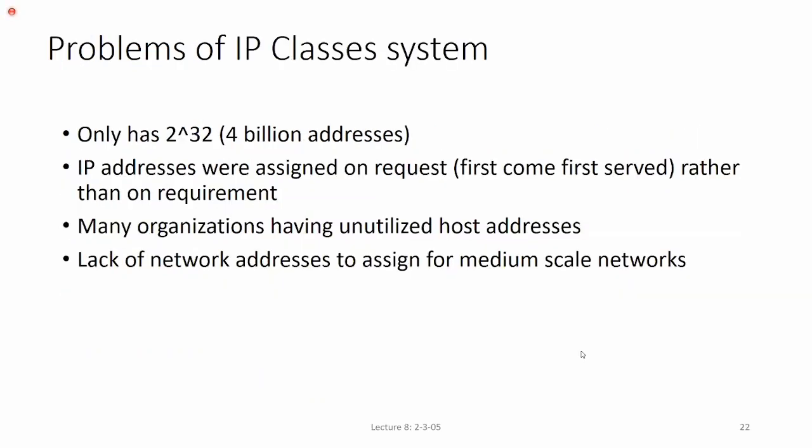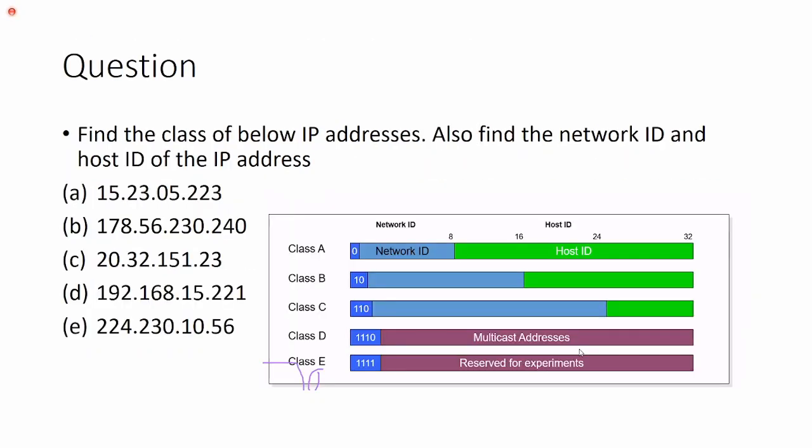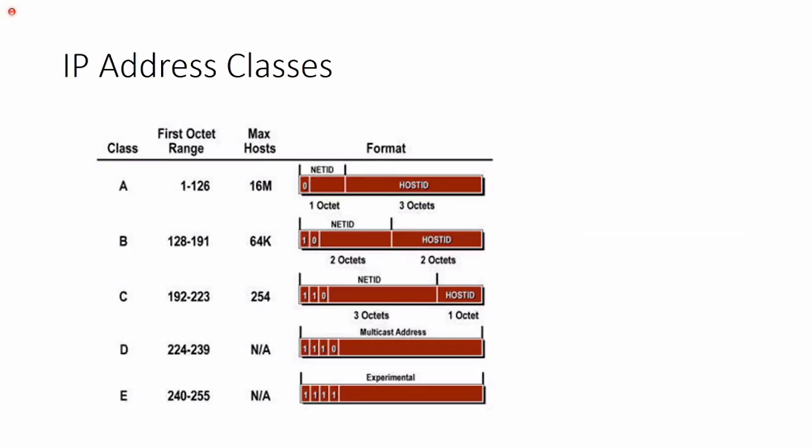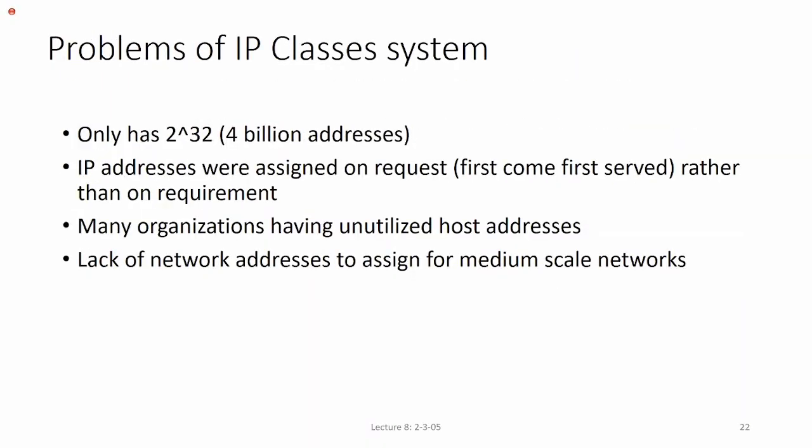Now, although I said we use classes, initially when we started IP addressing, we started with this classing system. We call this classful addressing, or classful structure, where you have different classes of IP addresses. But there are a few problems with this. When the network grew, there were some problems identified with the IP classing system. You have only 2 to the power 32, that means about 4 billion addresses. So we have a limited number of addresses.